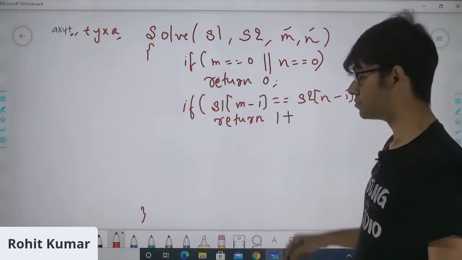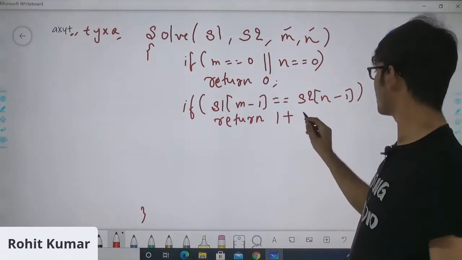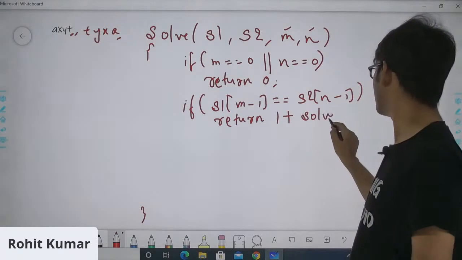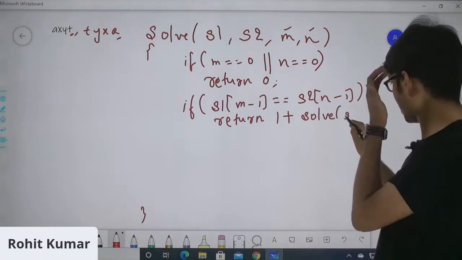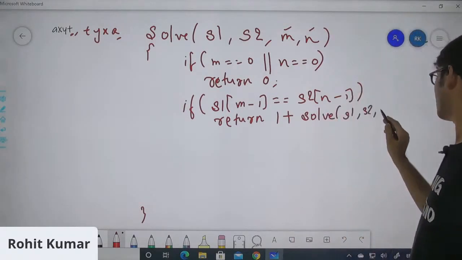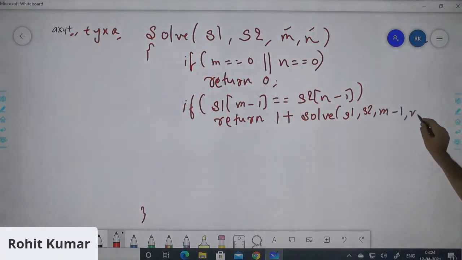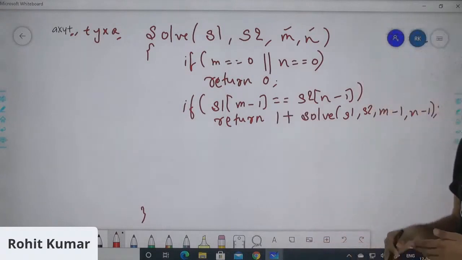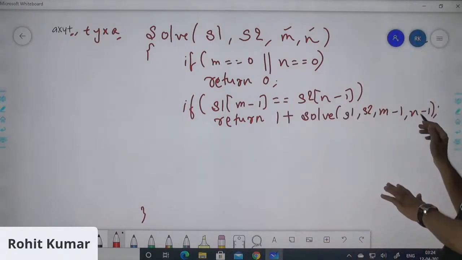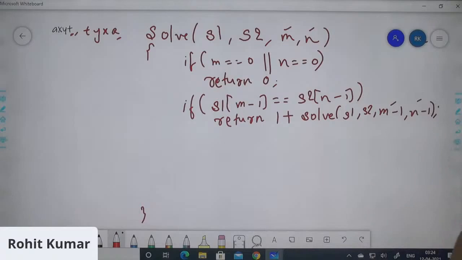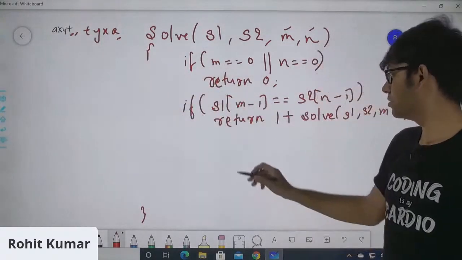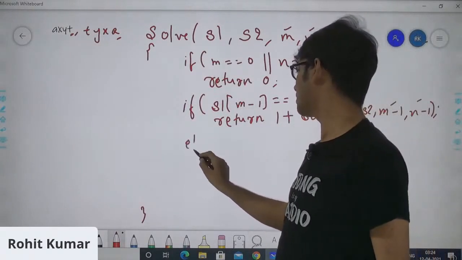one plus solve S1, S2, M minus 1, comma N minus 1. Because I'm already done with the last two characters and I have found them to be the same, we are returning this, decreasing both the lengths by 1. This is not the case here because we have T and A, which are not equal. So I'll come to this else part.